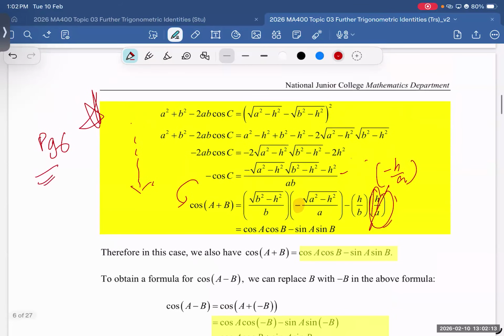Okay. So guys, apologies. There's a mistake for this. That's not okay. It's not h over a that is negative.